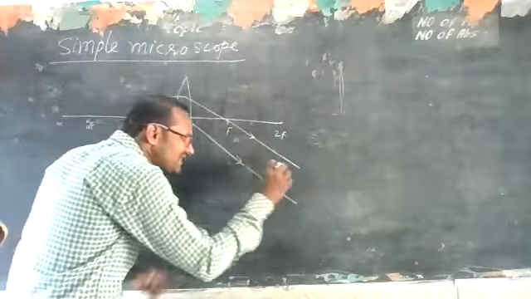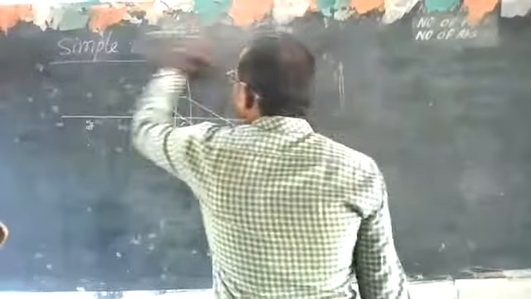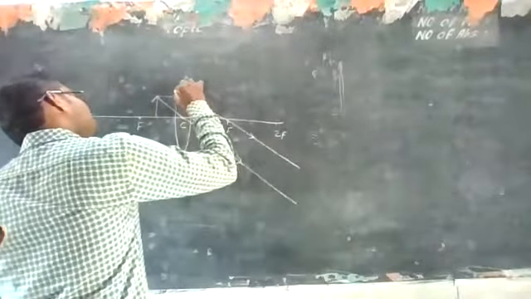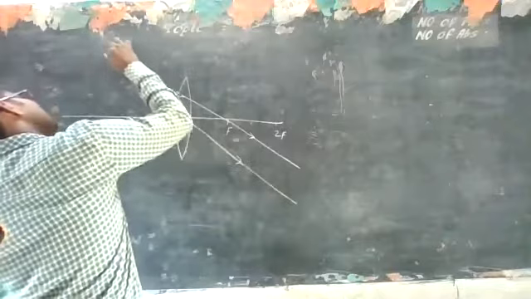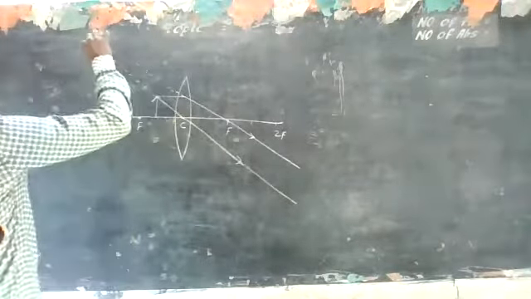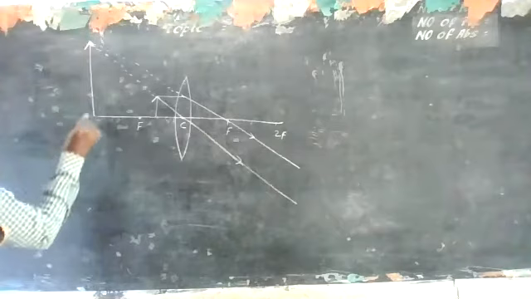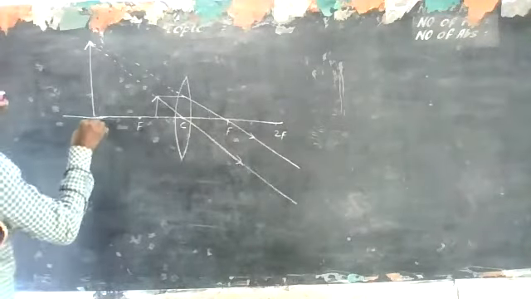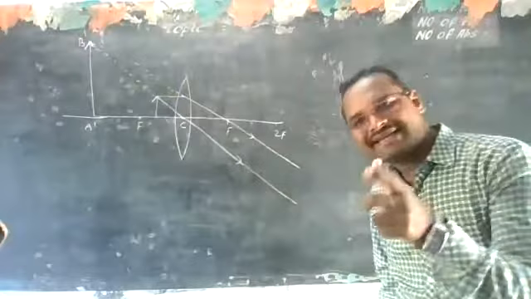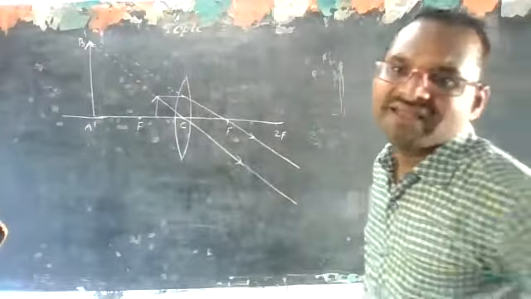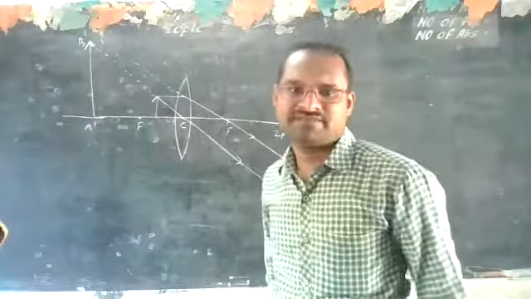So if you see, these two rays are diverging away, means they cannot meet at infinity. Now for their intersection, what we need to do? You take these two rays and extend them in backward direction like this. Somewhere they will meet. Let us imagine here they are meeting. A dash, B dash is the image. Now, this is the image which is erect, magnified, and virtual. Okay, yes, in simple microscope, always image will be erect, virtual, and magnified.